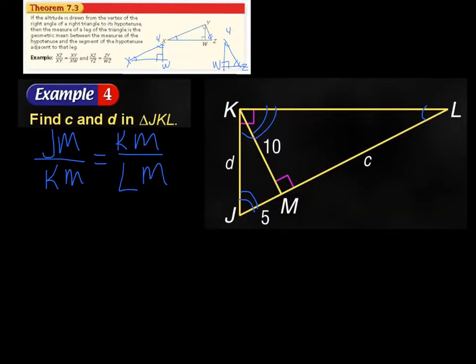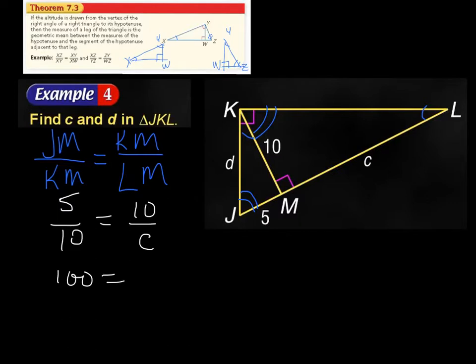So in example 4, they ask us to find C and D in triangle JKL. Because we've got a right triangle with an altitude drawn, KM is the altitude. It's drawn from the vertex and it's perpendicular to the opposite side. So we can use theorem 7.2. JM is to KM as KM is to LM, which is the tricky setup part. Solving's easy.